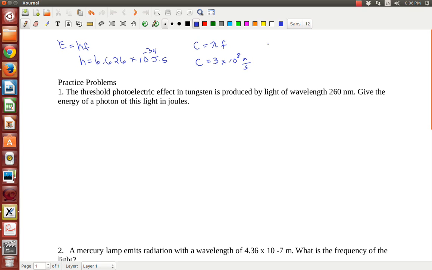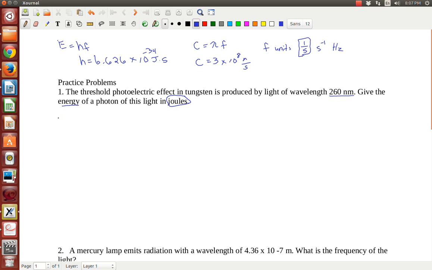I want you to also remember that the units for frequency are 1 over seconds, or s to the negative 1 power, or hertz. All those things are the same. We're going to mostly be using this one right here because it works best in our calculations. All right, now let's look at this first problem. The threshold photoelectric effect in tungsten is produced by the wavelength 260 nanometers. Give the energy of the photon in joules. And that is the unit for energy, joules.